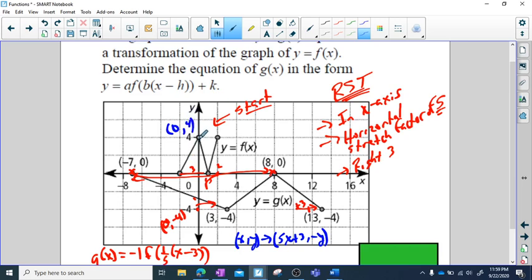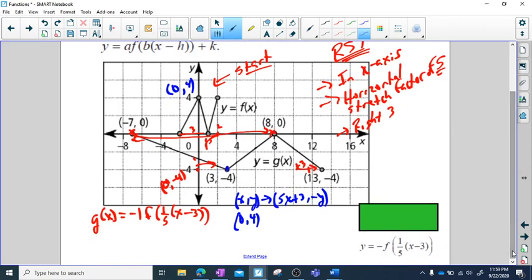Would you agree that that point is now sitting right there? Hopefully you would. It's now sitting at (3, -4). Well, let's map (0, 4) and see if it ends up at (3, -4). So (0, 4). Some more room here. So I did have the right answer.